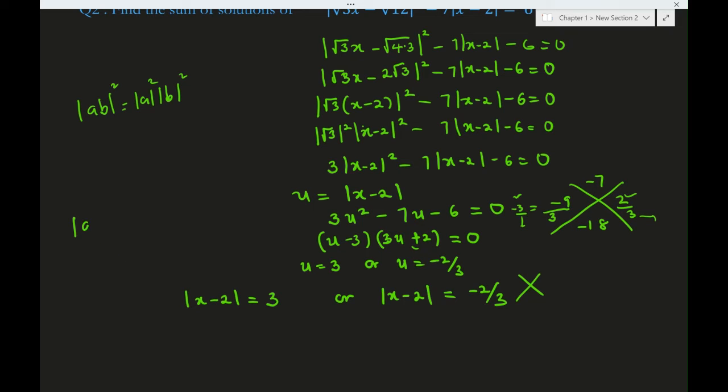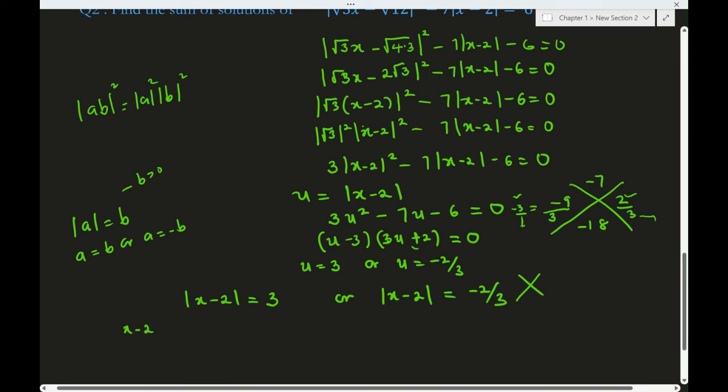And what is this? Remember, when we have the absolute value of a equals b, where b is positive, we say a equals b, or a equals minus b. Now we can use this to finish this up.